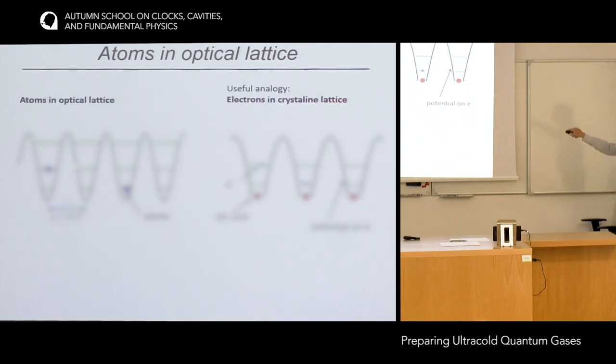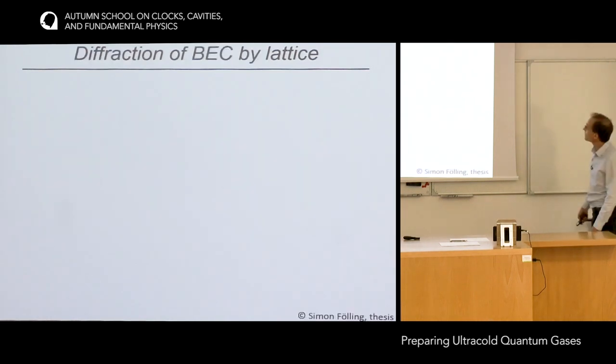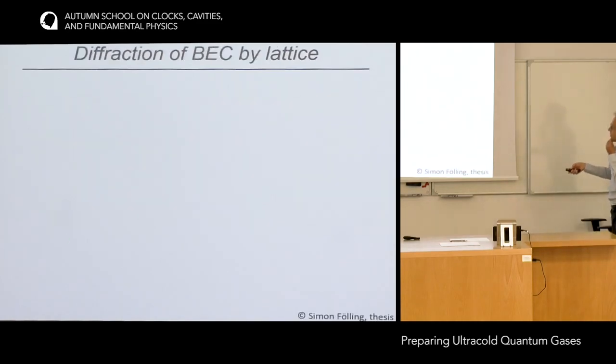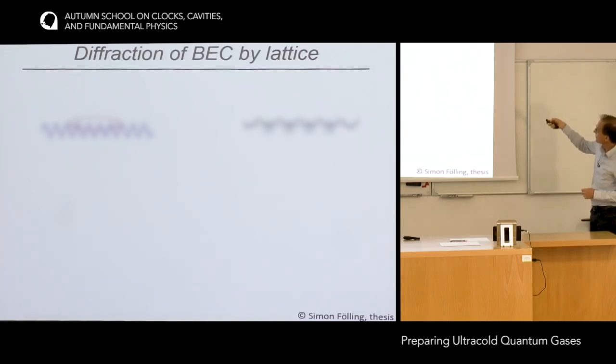But now we are just interested in preparing individual atoms in the ground state of these wells in a 3D lattice. And I'll first tell you what happens if we just load a Bose-Einstein condensate into one simple lattice. Then this BEC can still tunnel nicely from lattice site to lattice site. So in each lattice site you have a tiny little BEC with a well-defined phase, and since they tunnel, all these phases are synchronized with each other.